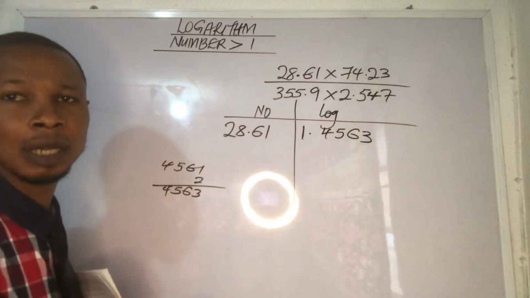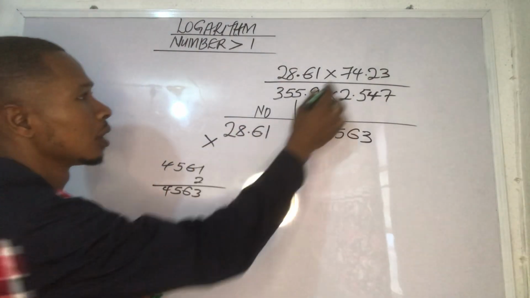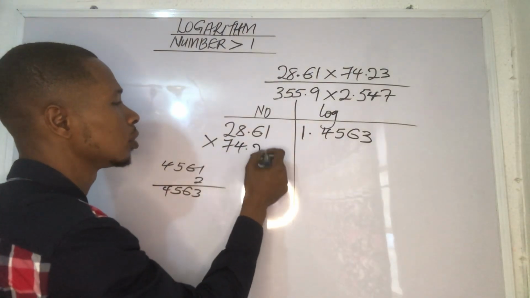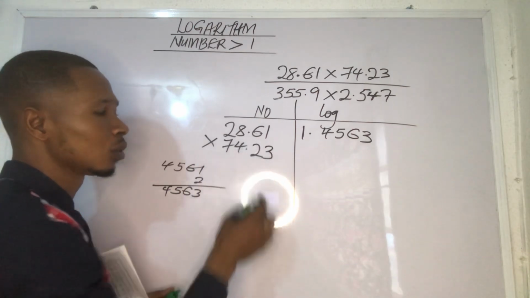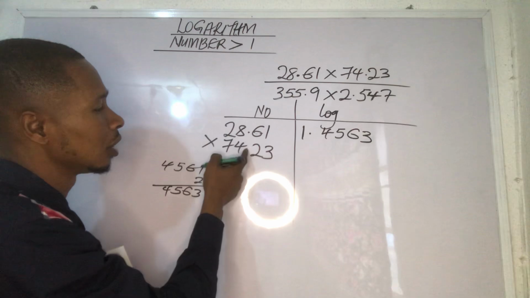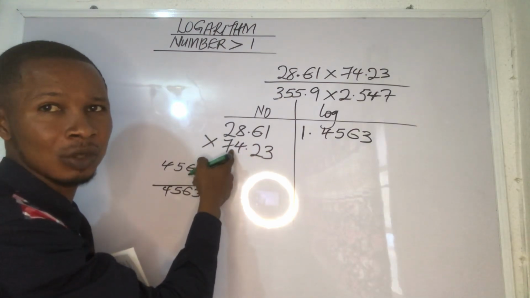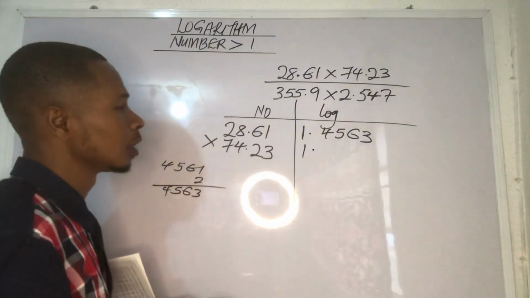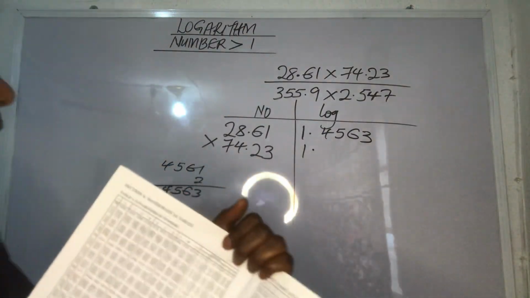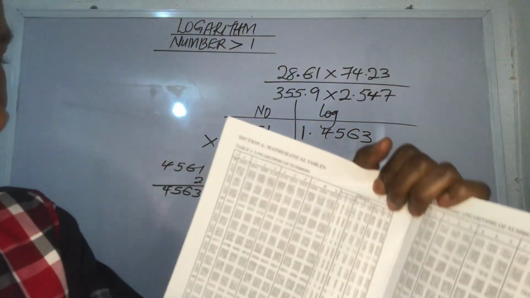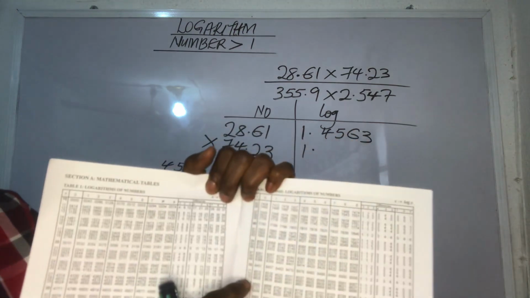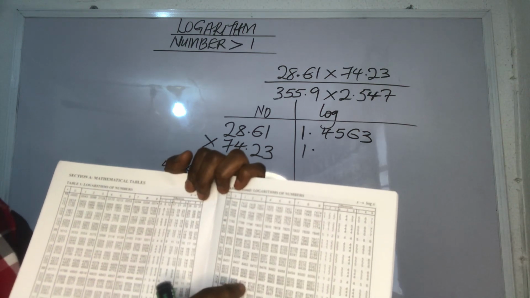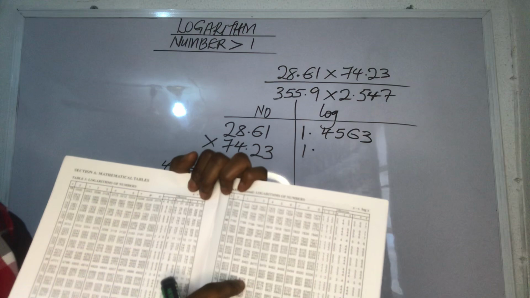So that's our mantissa. Then I'm multiplying it by this one, which is 74.23. Now the characteristics of this one is exactly like this. The point will move once to the front of the first non-zero digit. So the point will come here. That characteristic will be 1 point. Then in this case, you check 74 under 2. You have 74 here under 2, that's 8704.